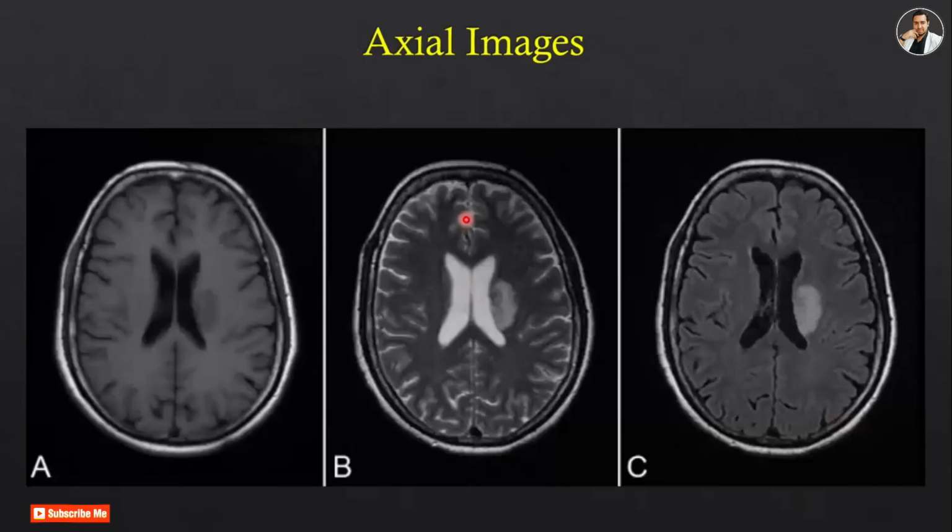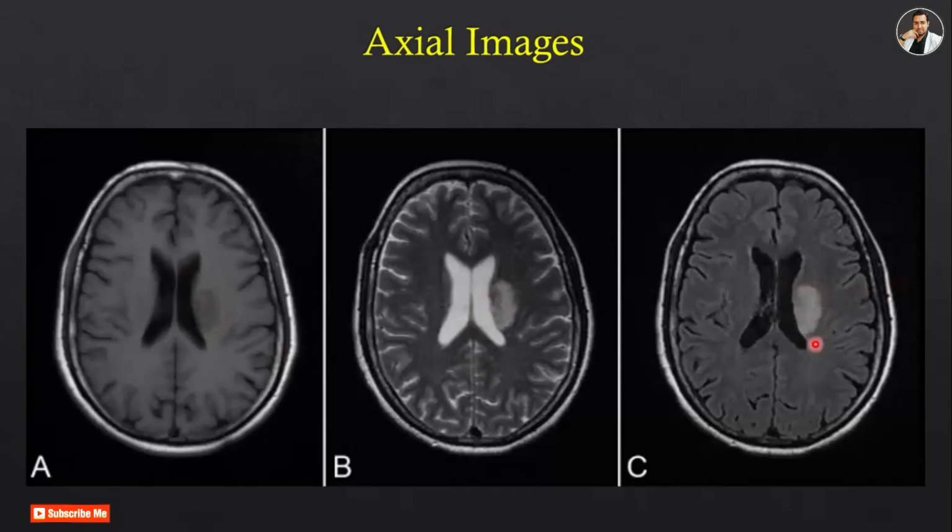Now, what are axial images? This is T1, T2, and FLAIR. All three are axial images. There is a pathology on the left side of the lateral ventricle. T1 is like this, T2 is like this, and FLAIR is like this.